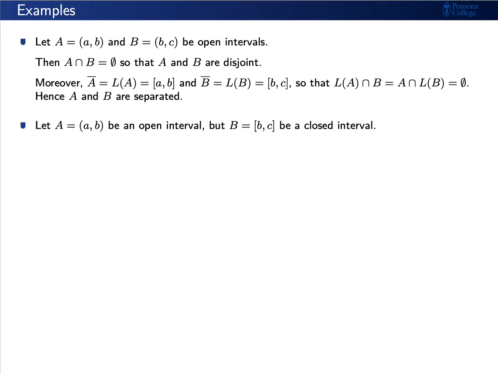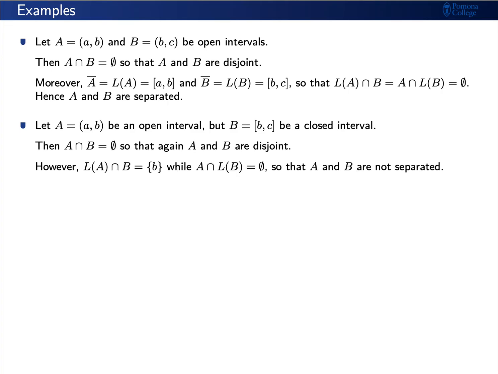As another example, let capital A be the open interval from lowercase a to lowercase b, but capital B be the closed interval from lowercase b to lowercase c. Then A and B are disjoint because the intersection of capital A and capital B is the empty set. However, if we look at the limit points of A, that has an element in common with capital B, namely the point lowercase b. On the other hand, A intersect the limit points of B is the empty set, but we see that capital A and capital B are not separated.